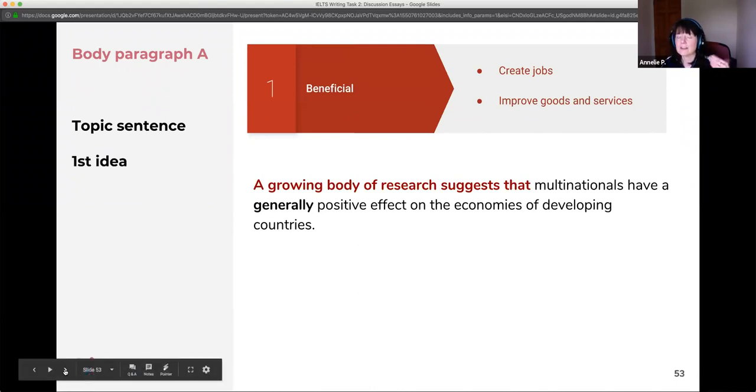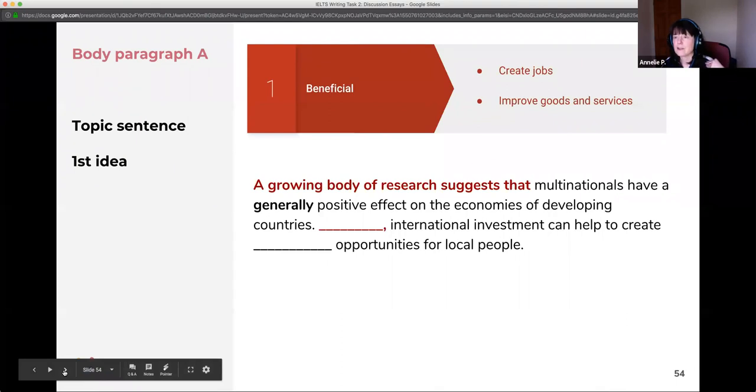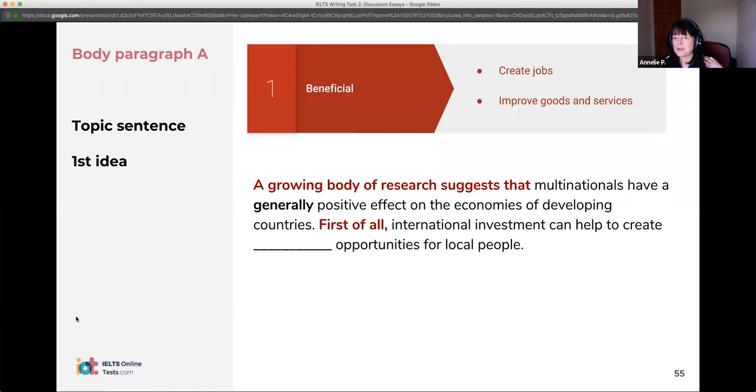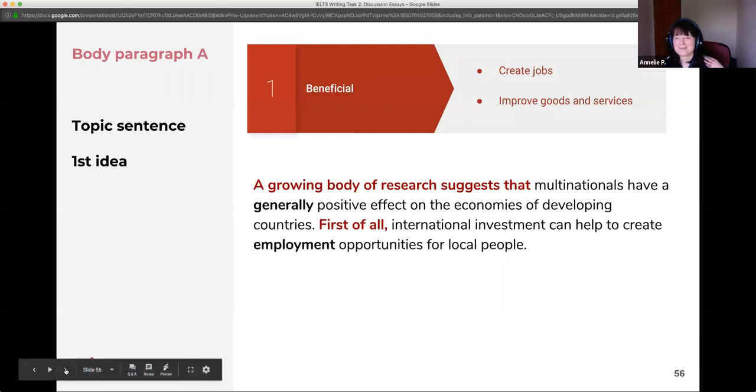So then we introduce our first argument about the jobs. Okay. So how can we introduce that it's the first argument? Okay, we can say firstly, yeah, to start with. Furthermore has to be a second argument. Well, you have to have given one first. Okay, yeah, to begin with. So here we've gone for first of all. Okay, international development can help to create new jobs. Yeah, okay, very good. Ramahath, we've gone for employment as well.